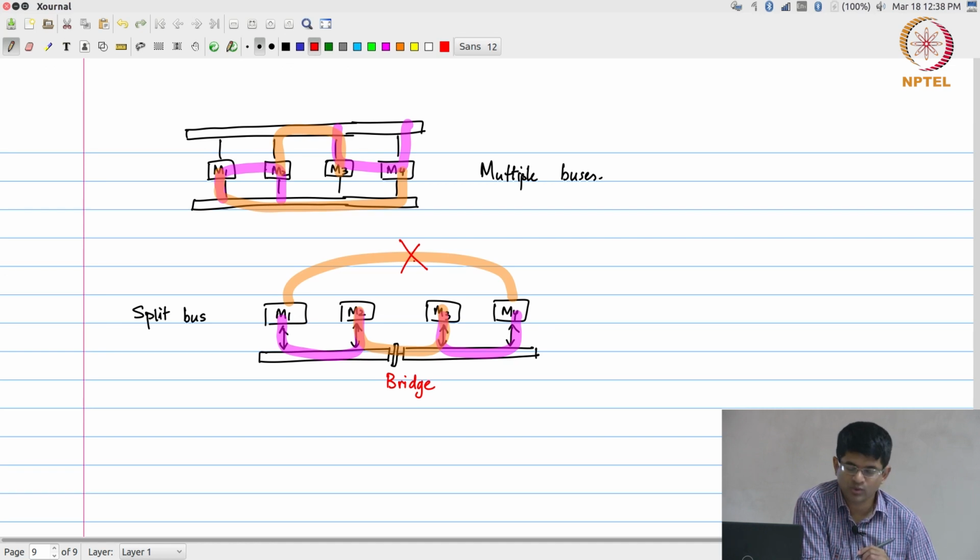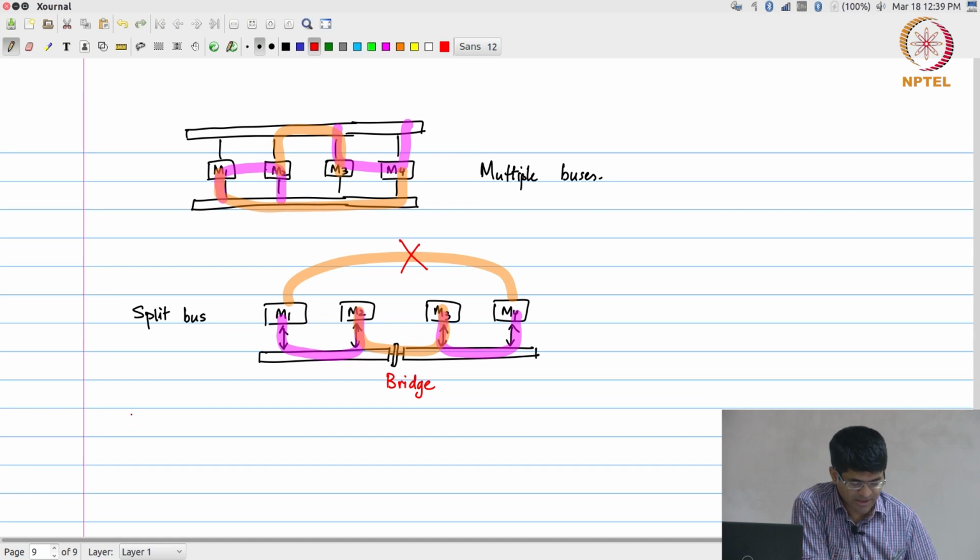So, the result of this was that if I was just talking between M1 and M2 and M3 and M4 respectively, then they can go on completely in parallel, right. But the moment that I want to go across that bridge, that becomes the bottleneck, right. And in that case effectively what it means is that I am back to my single shared bus kind of topology. I could combine this, I could have split as well as multiple buses, right. Obviously this starts to get even more and more complicated, right.